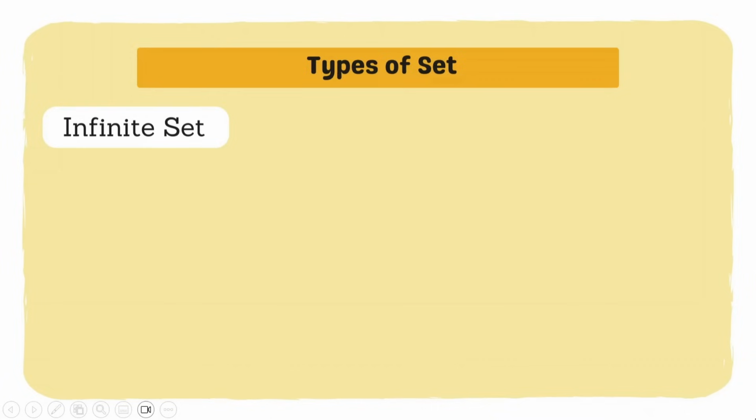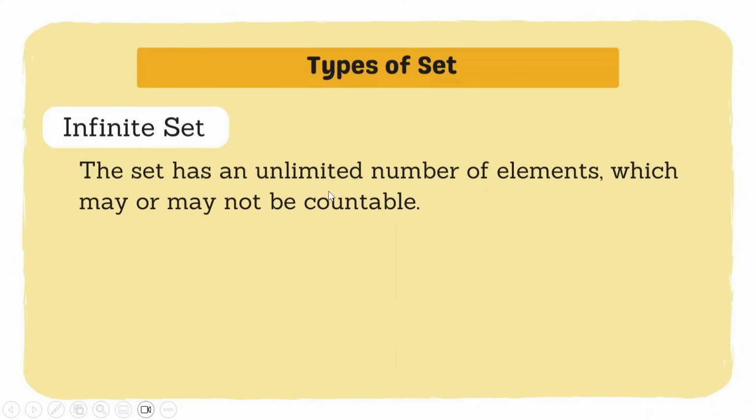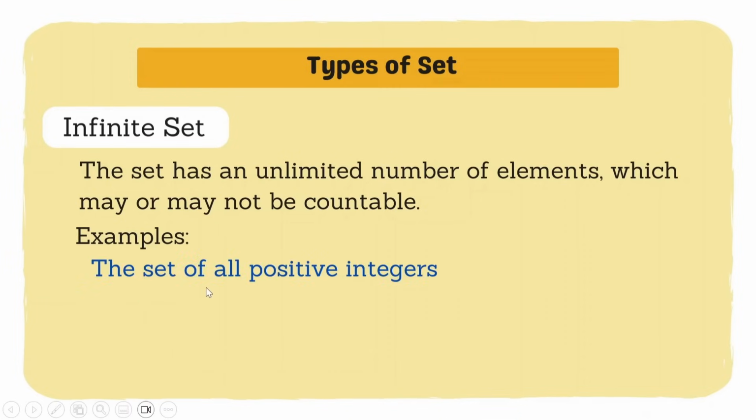Now, the next type of set is what we call the infinite set. Again, this is not read as infinite, but rather infinite set. The set has an unlimited number of elements, which may or may not be countable. So, ano pong itsura ng mga ganitong set? We have here the set of all positive integers. This is written in a verbal description way.